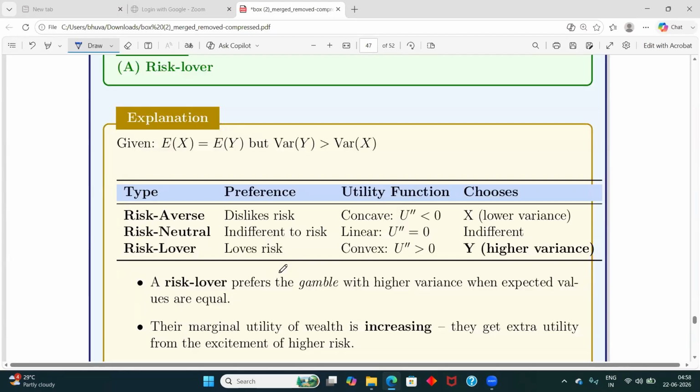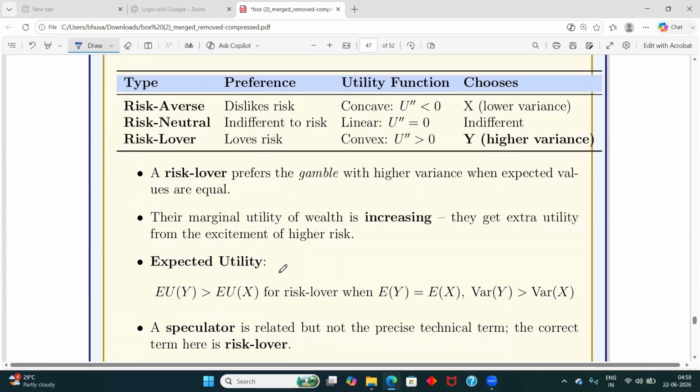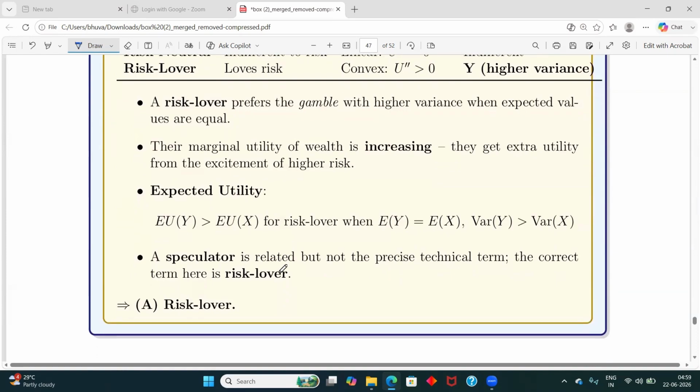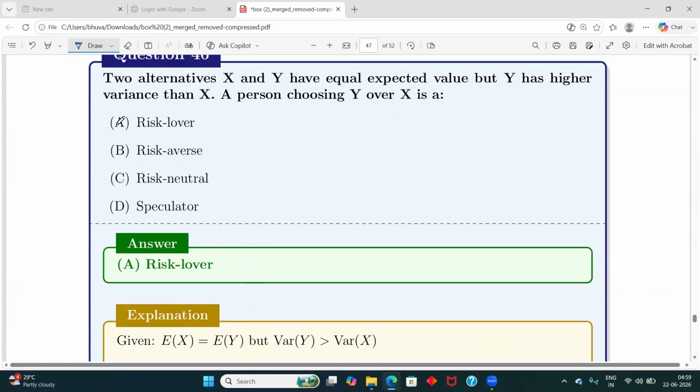So a risk lover prefers the gamble with higher variance when the expected values are equal. Their marginal utility of wealth is increasing. They get extra utility from the excitement of higher risk. That's why the expected utility of Y is greater than the expected utility of X for a risk lover, since the variance of Y is greater than the variance of X. A speculator is related but is not the technical term. The correct answer here is the risk lover, so option A is correct. Now moving to the next question.